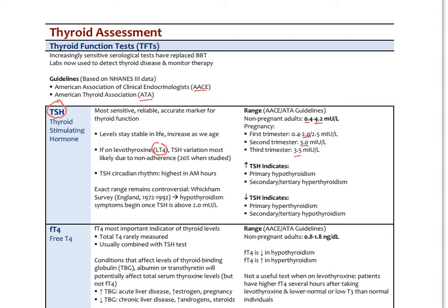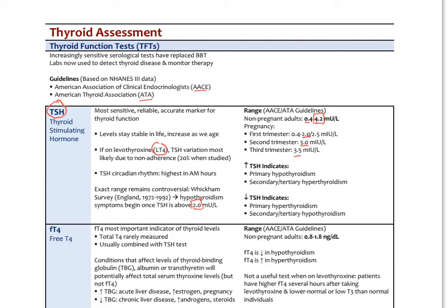Now there's controversy. There was a survey called the Wickham Survey done in England from 1972 to 1992. And the data from that suggests that hypothyroidism symptoms begin with the TSH as low as 2. So anything above 2, some people suggest is hypothyroid. So if we say 4 is the upper end of our AACE, ATA guideline range, then 2 is maybe the other range.